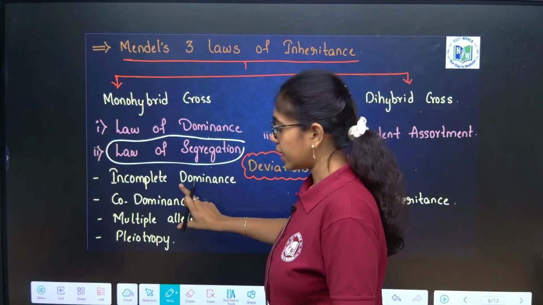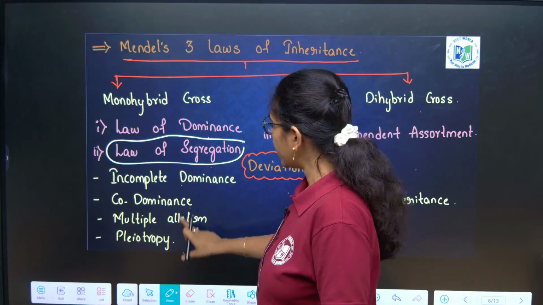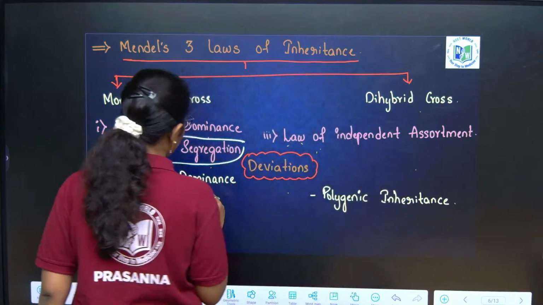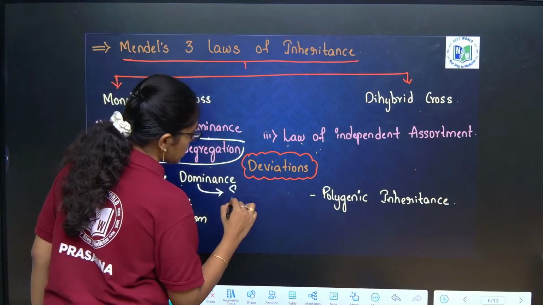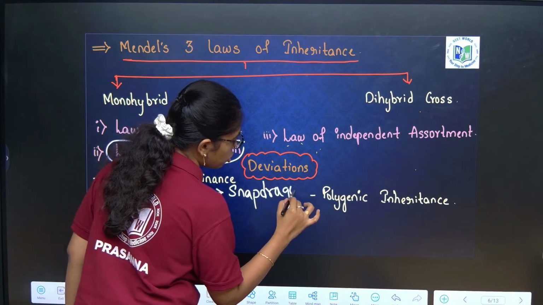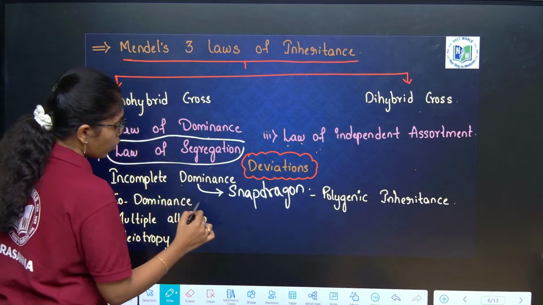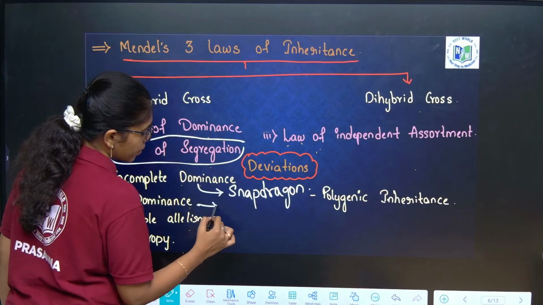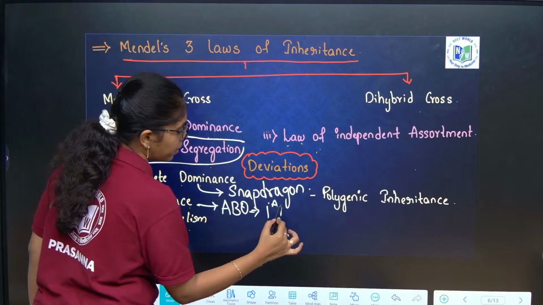What are they? Incomplete dominance, codominance, multiple allelism, pleiotropy. Incomplete dominance example, you tell me, at the beginning of the class we have learnt. Yes, snapdragon, or we can also call it Antirrhinum. Codominance: ABO blood grouping. In that, IA and IB.